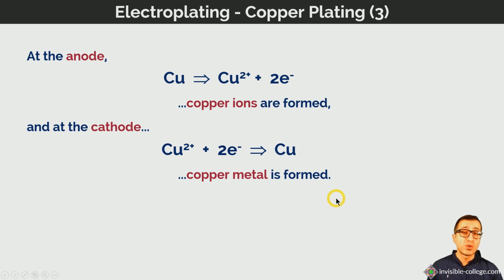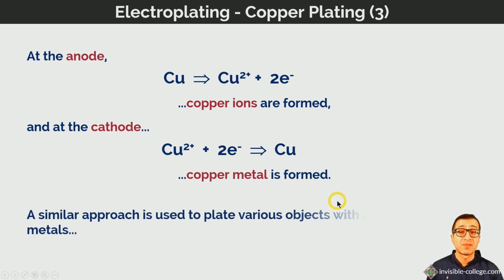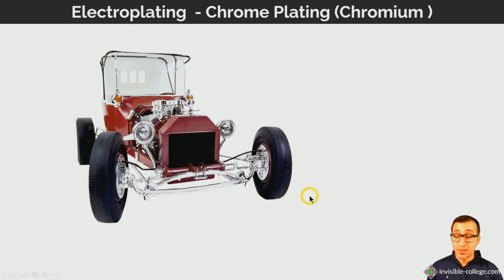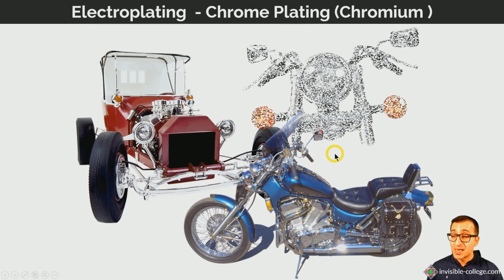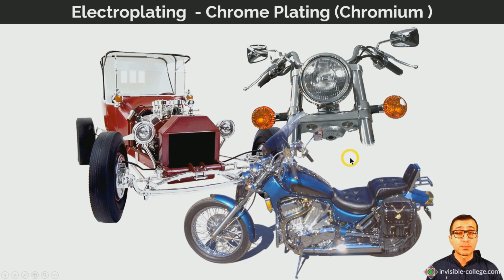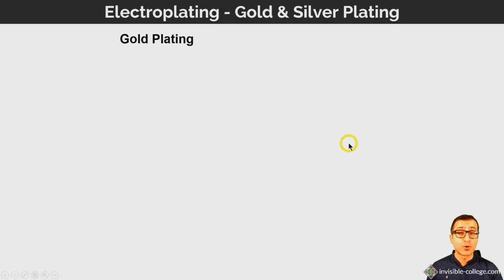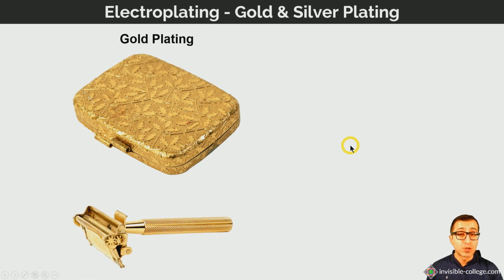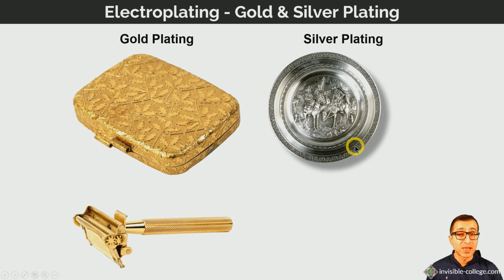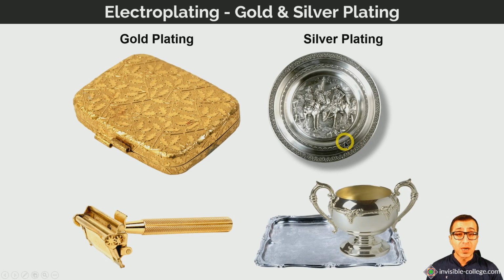Now, a similar approach is used to plate various objects with a variety of different metals. For example, chrome plating, as you can see here on these vehicles, is typically done by a similar process. We can also plate objects with thin layers of gold and silver by means of electroplating. Here we can see some gold-plated objects and some silver-plated objects which have been made by electroplating.